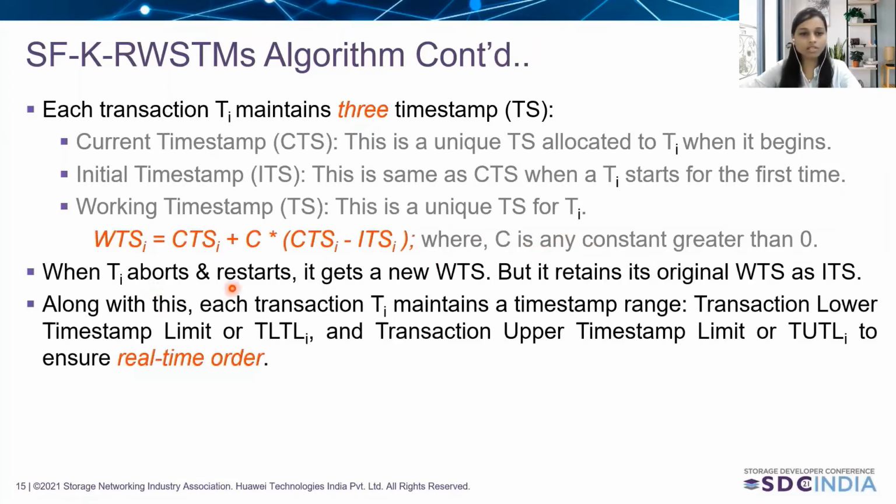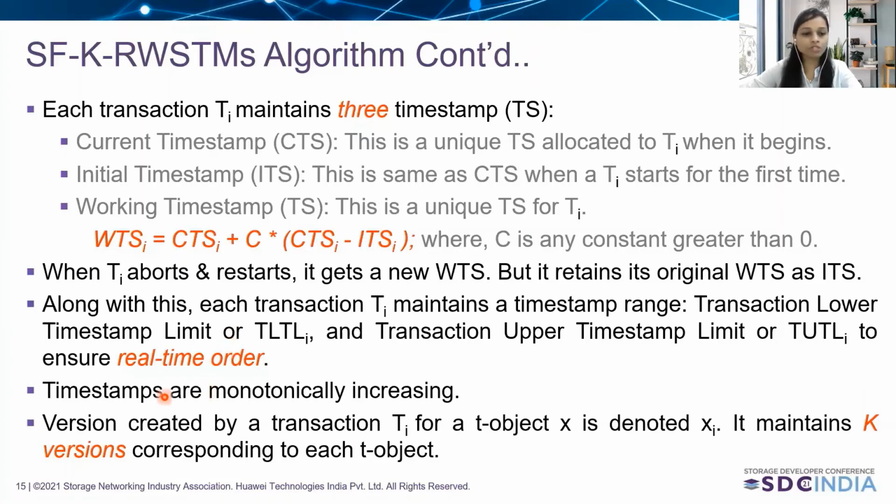When Ti aborts and restarts later, it gets a new WTS, but it retains its original WTS as ITS to help ensure starvation freedom. Along with this, each transaction maintains a timestamp range: the transaction lower timestamp limit, which is TLTL, and the transaction upper timestamp limit, which is TUTL. These timestamp ranges help to ensure the real-time order.